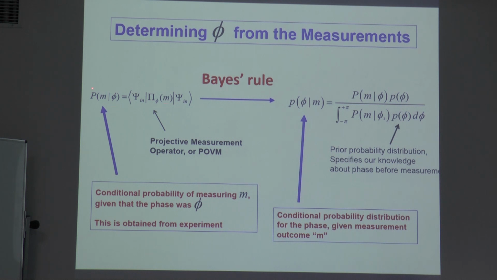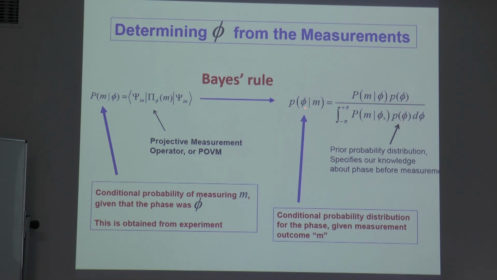Of course, you're not interested in the probability of the measurement. You're interested in the probability of the phase. So you invert this using Bayes' rule and get the probability of the phase, given that you've received a certain measurement outcome. You can calculate the probability of a measurement outcome, and it enters here.